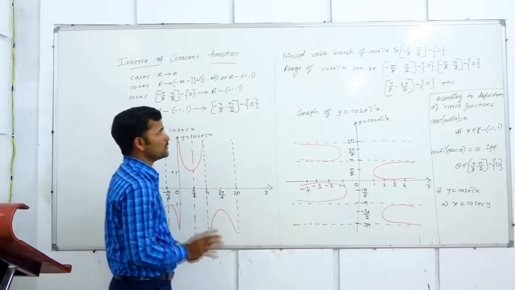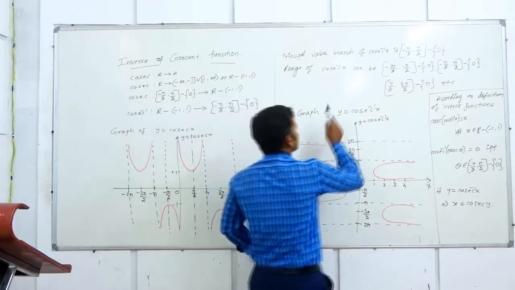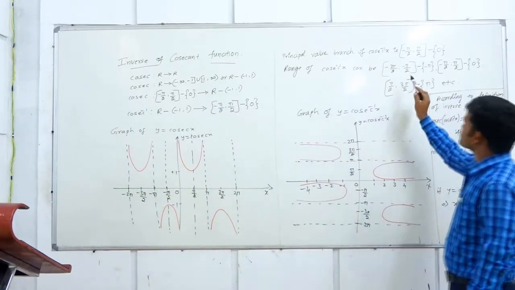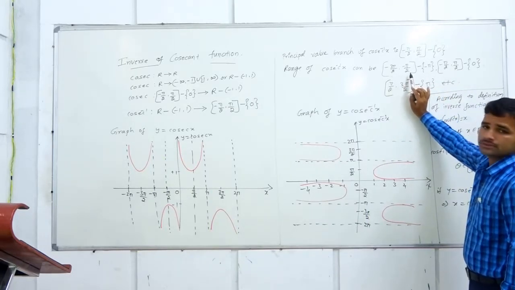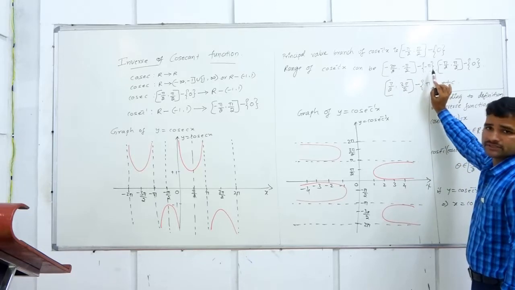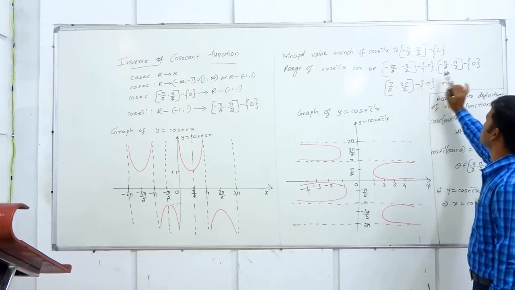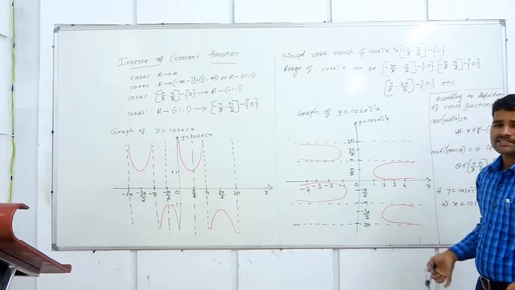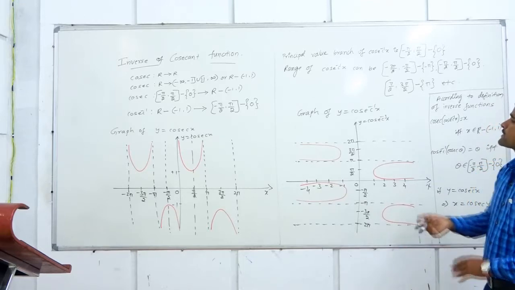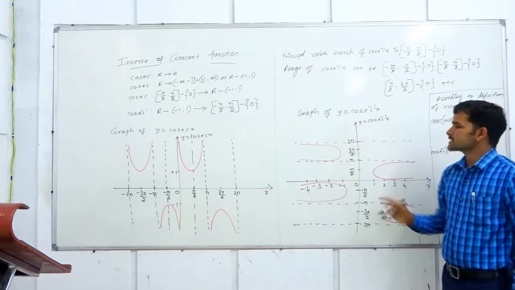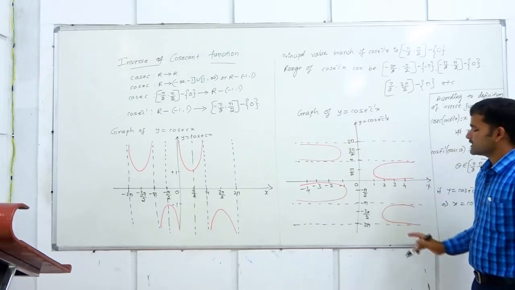So the range of cosecant inverse of x can be the closed interval minus 3 pi by 2 to minus pi by 2 except the angle minus 180 degrees. Like this I have written. We may consider any interval such that the given function becomes one-one. The graph of y equals cosecant inverse of x I have written here. You observe all those.